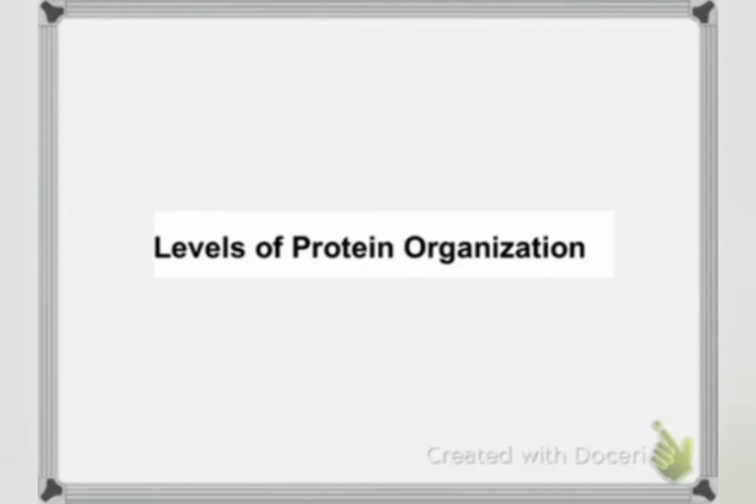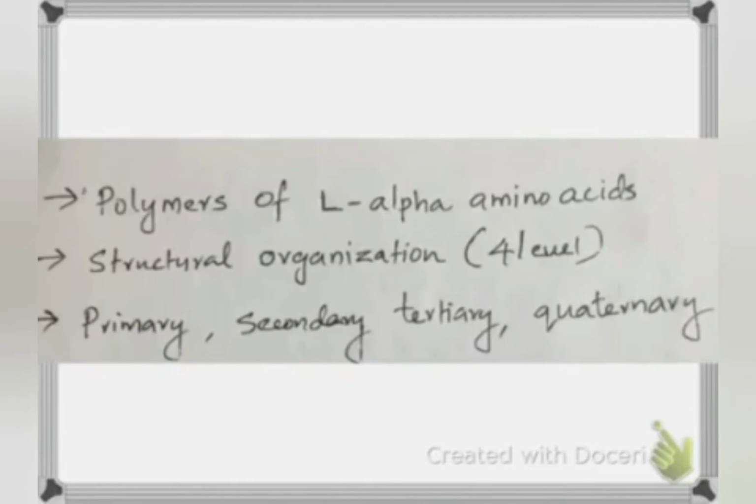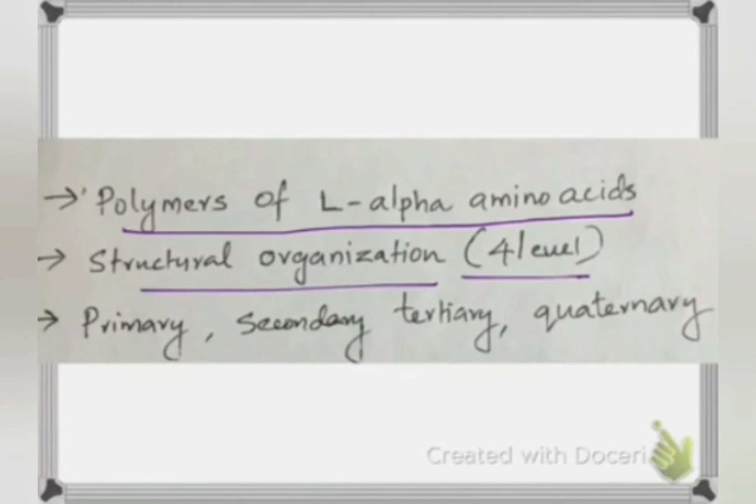Today in this video class we are going to discuss the levels of protein organization. What are proteins? Proteins are polymers of L amino acids. There are four levels of structural organization for proteins. They are primary, secondary, tertiary and quaternary.